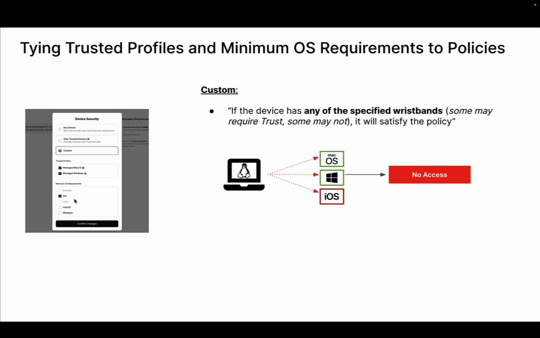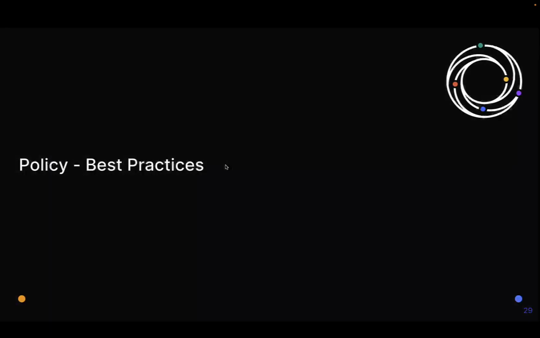So you could have a policy that will allow macOS and Windows in if they are verified, but will also be letting in mobile devices like iOS and Android, for instance, even if they're not verified, as long as they have some type of posture checks. Right? You can pick custom if you want to fine-tune what your policy is going to be looking for in terms of devices.